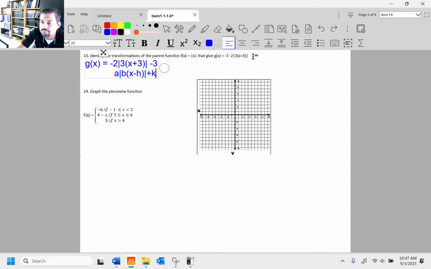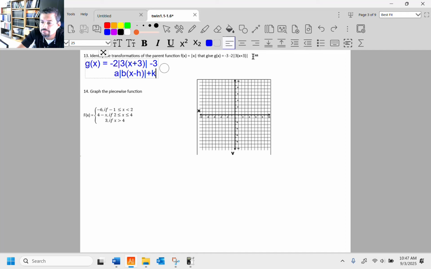13, identify the transformations of the parent function f of x equals the absolute value of x and give g of x being negative 3 minus 2 absolute values of 3 times x plus 3. So what happened? First off, let's put that in a more apparent order. So let's rearrange. G of x is negative 2, absolute values of 3 times x plus 3, and then minus the 3. And I think I probably want verbal descriptions on this one.